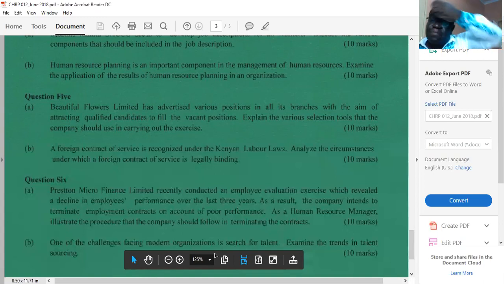Section 11 of the Employment Act, you will get a foreign contract of service and how the contract should be entered into.